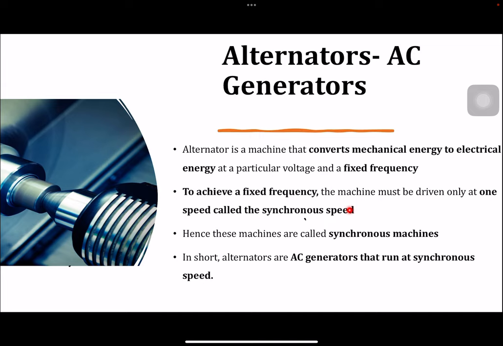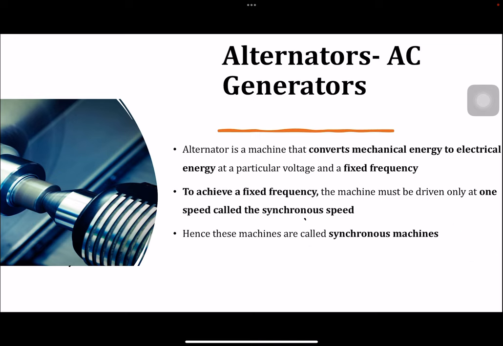The frequency is always dependent on the speed with which the machine is rotated. So to keep the frequency fixed, we must rotate the machine only at a fixed speed. Otherwise, if we vary the speed, then the frequency of the supply will also vary. The name given to that speed is synchronous speed. And since these machines are rotating at synchronous speed, another name for these machines is synchronous machines. So another name for this AC generator is synchronous machine or alternator.